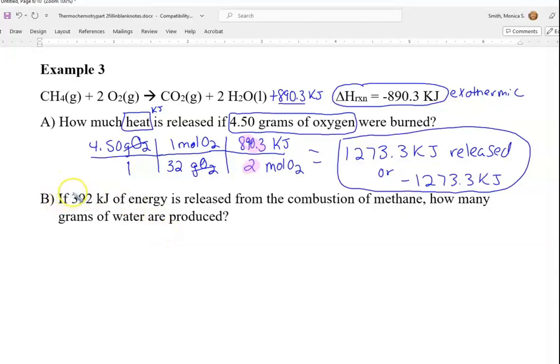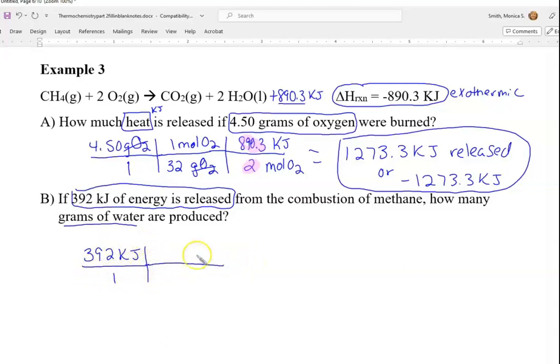This time, I have been given my kilojoules of energy released. And this time now I'm looking for grams of water. So I'm going to start out with 392 kilojoules. Now, if you want to make it negative, you can. If you make this guy negative, you're going to have to make the other guy negative because you can't get negative grams. So you can just ignore the negative. Negative just means it's released. So I can bring kilojoules down. Where am I going? Well, I'm going to use the moles of water.